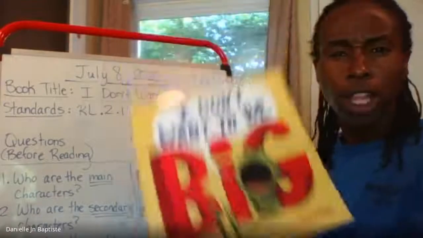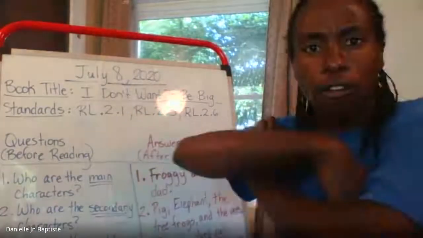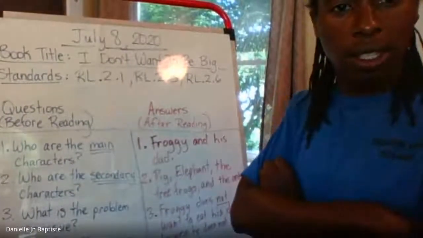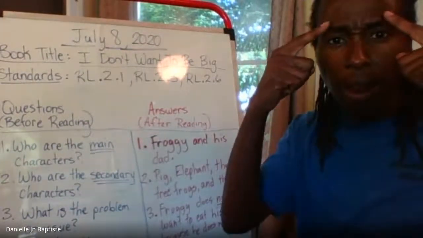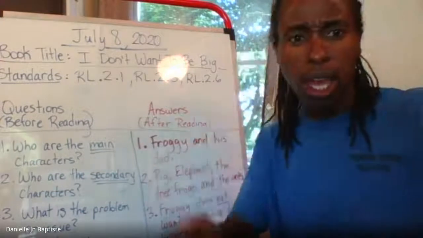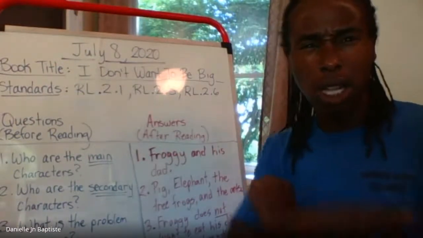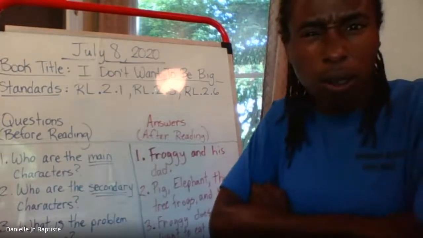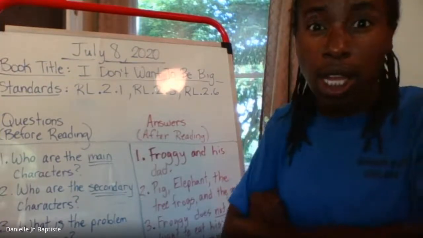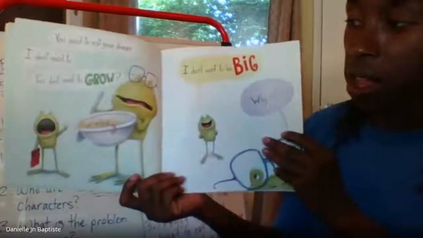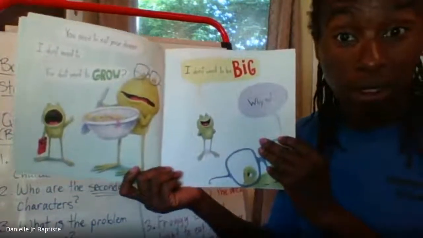No. When you have your arms folded on your chest like this, and your eyebrows come down, not up like you're happy, but down, and you've got your arms folded across your chest, you are not happy. So in the beginning, Froggy was not happy.